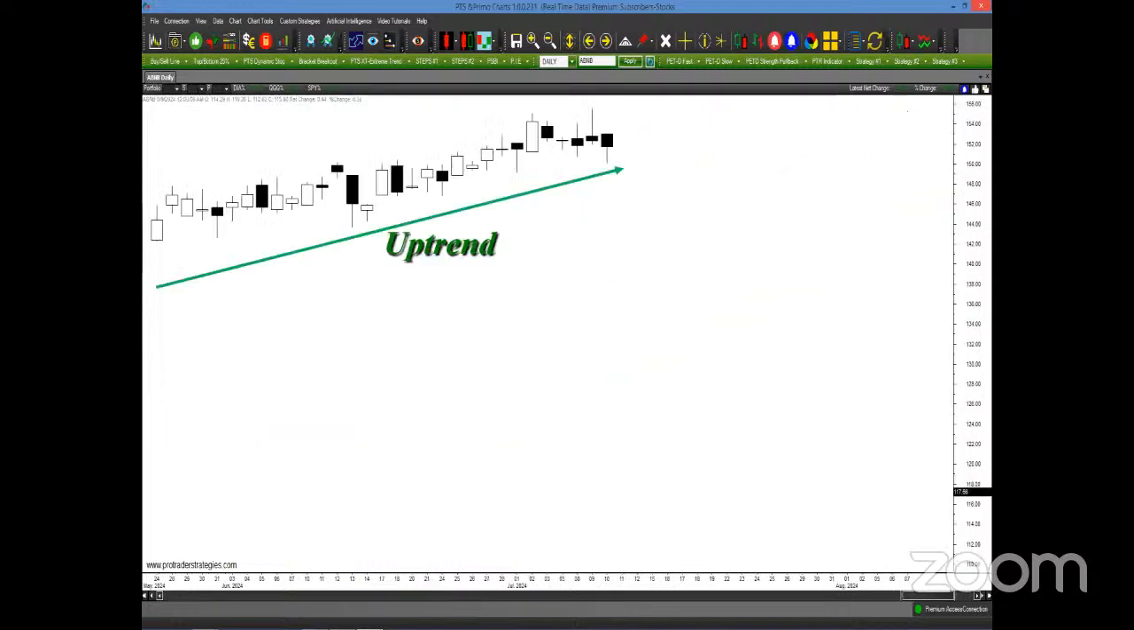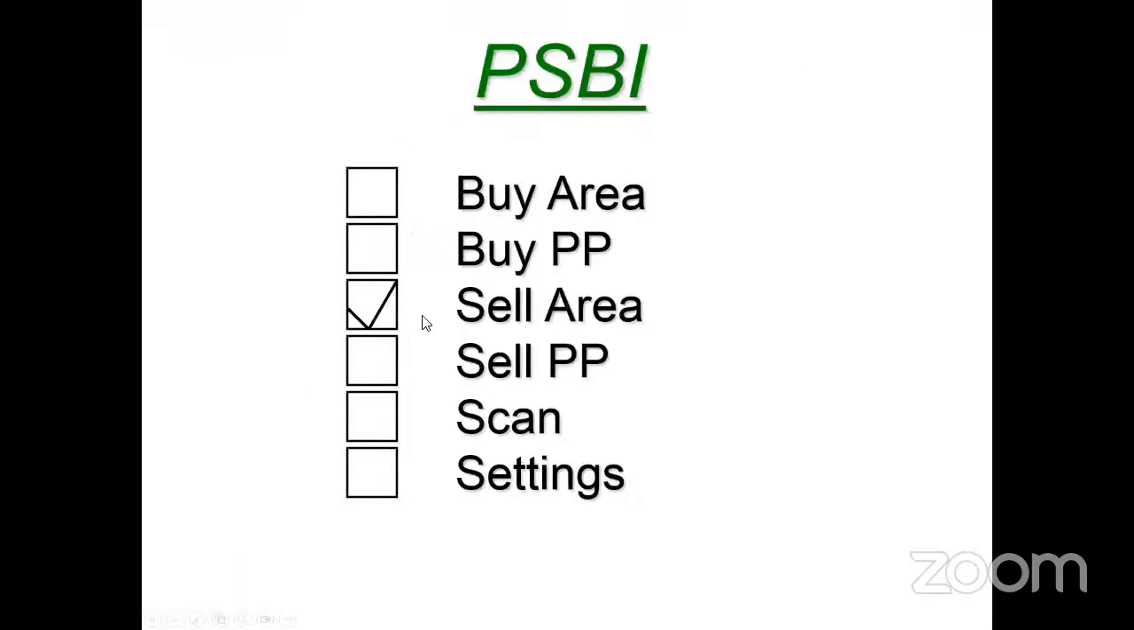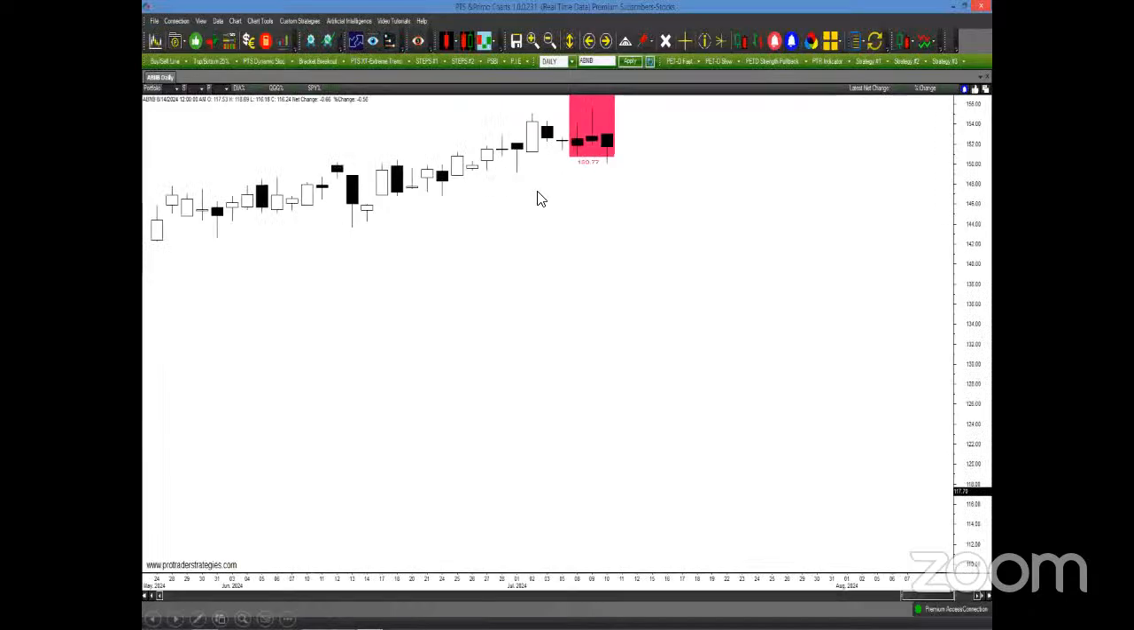How about this example in ABNB? Okay, so we're looking at an uptrend, obviously. So we're not going to be a buyer if it's in an uptrend. We want to know if this is going to break down. So therefore, when we click on the PSBI, we look to see if there's a red sell box. Okay, so we're going to click on sell area. And there just so happens to be. Now, in this case, we gave you the number here, roughly 150.77 or 75.